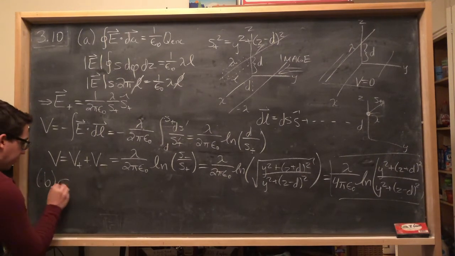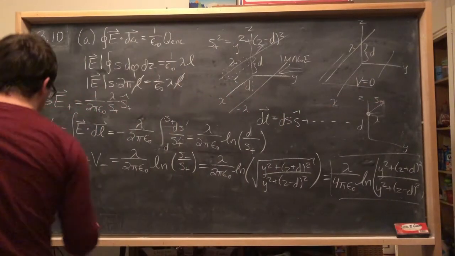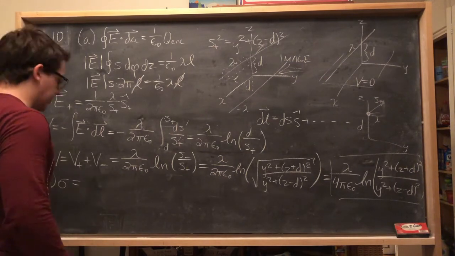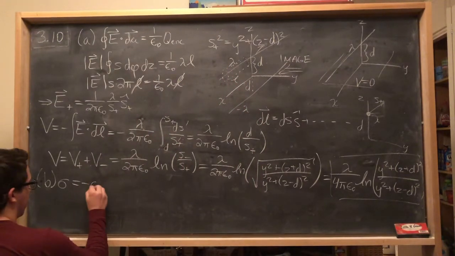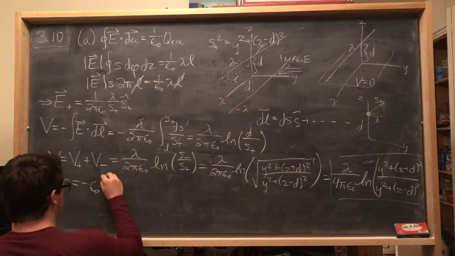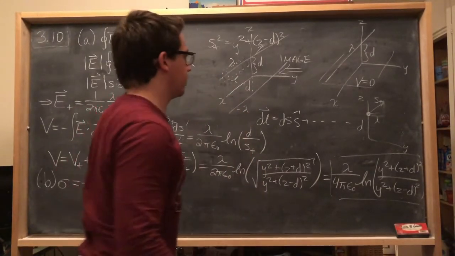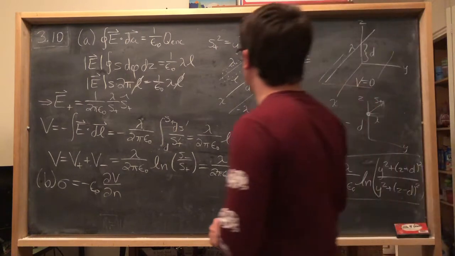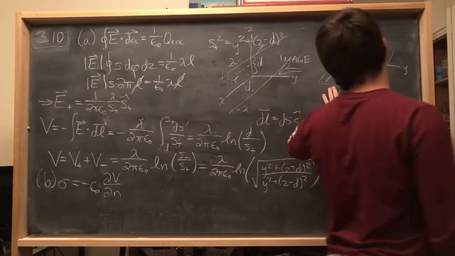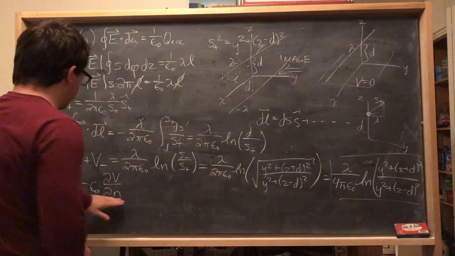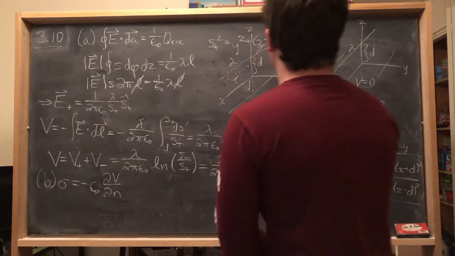Now, part B wants us to find the charge distribution that's created on this conducting plane. And to get that, all we have to do is use the equation that comes from the discontinuity in the electric field across a surface. And so if our electric field below here is 0, then this equation basically just follows from that. I won't get into deriving this equation, but this is the equation we want.